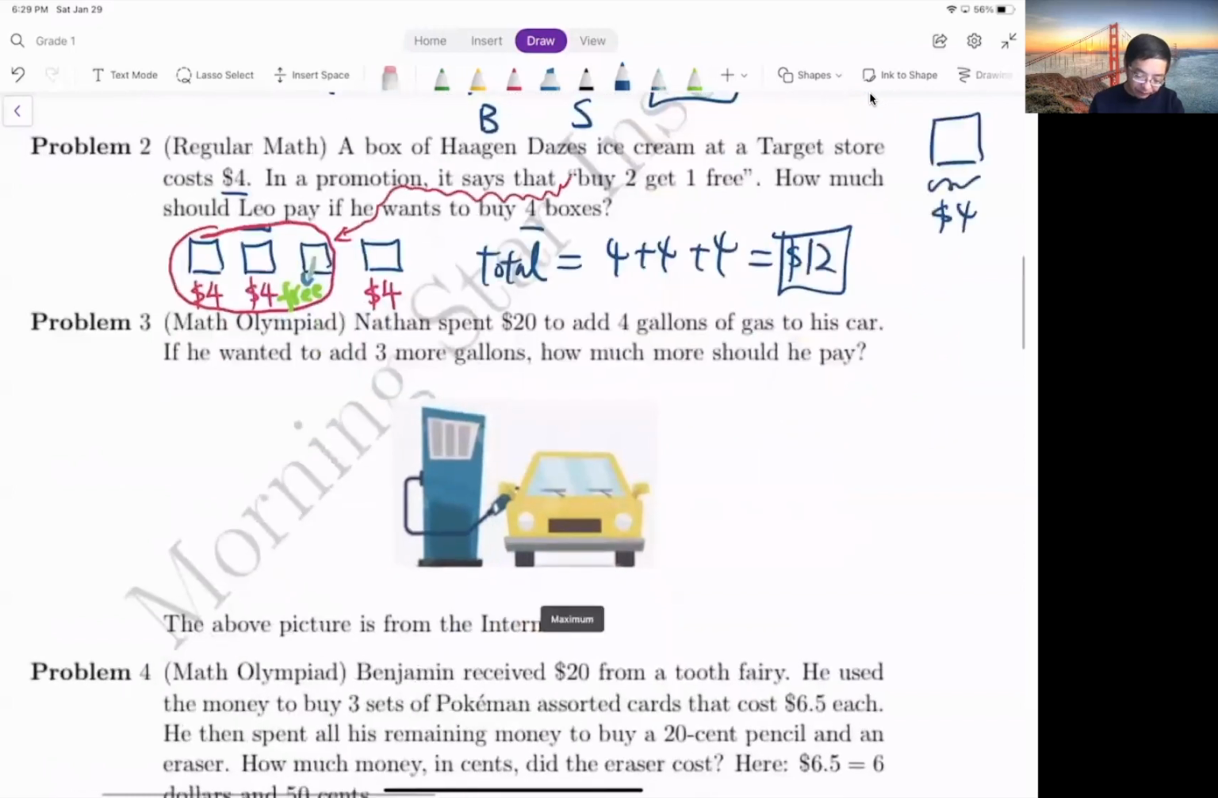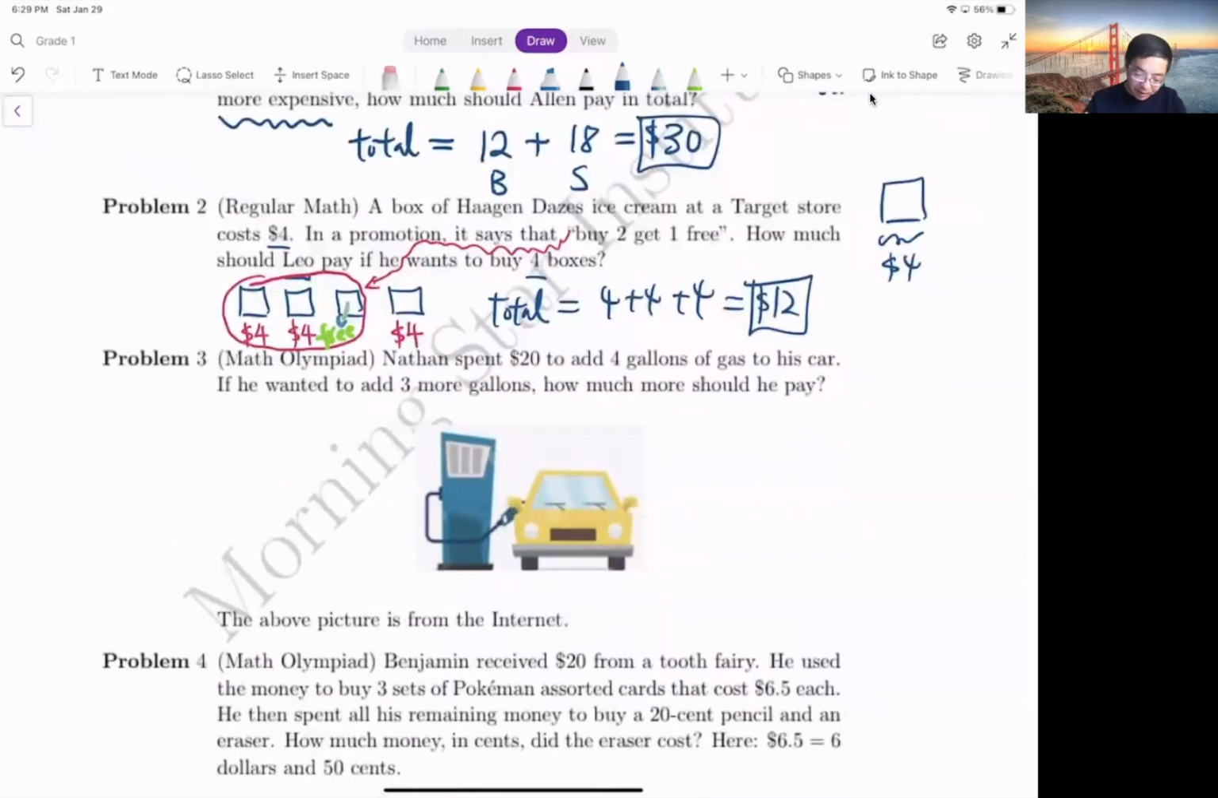Question number 3. Nathan spent $20 for 4 gallons of gas for his car. So it's $20 to get 4 gallons. And then he said he wanted to add 3 more gallons. So 3 more gallons. Then how much more should he pay?